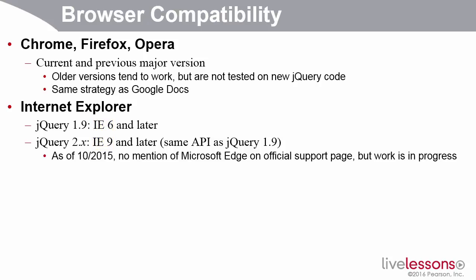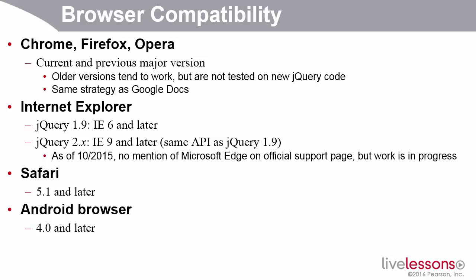Now, as of the production of this video in October of 2015, there was no mention on the official jQuery support pages of Microsoft Edge, which is the browser that comes with Windows 10. However, it's well known, and if you look at the jQuery blogs, that work is in progress, and official support for Microsoft Edge should be out very soon, probably by the time you see this video. Okay, Safari from Apple, version 5.1 and later, the Android browser 4.0 and later, and the iOS browser that runs on cell phones, version 6.1 and later.